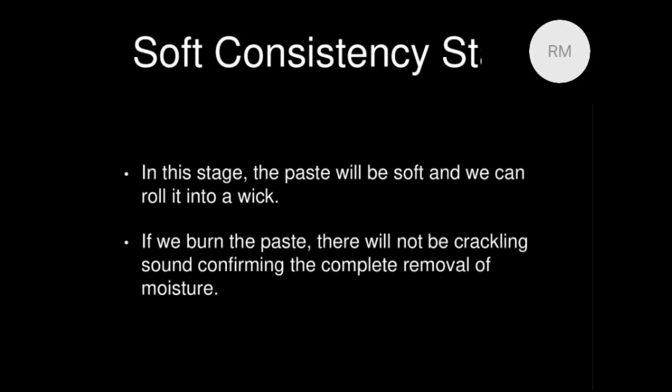This means that the moisture has been completely removed. And you can actually take that paste and roll it using your palms, and it will create a thread or wick-like material. And this is the soft consistency stage, in which the paste becomes soft and we can roll it into a wick, and there is no crackling sound because of the moisture. So this is the soft consistency stage. Is this clear so far? Any questions?